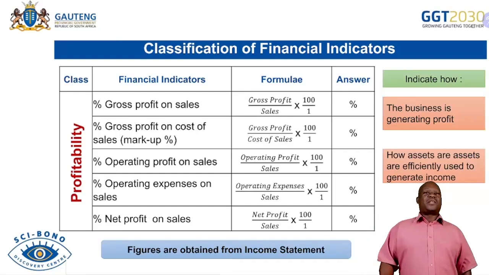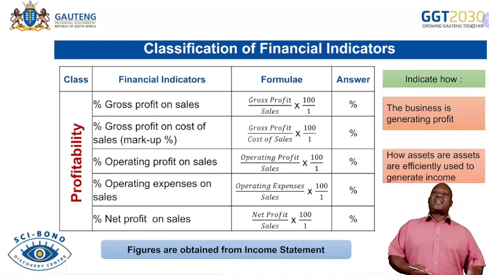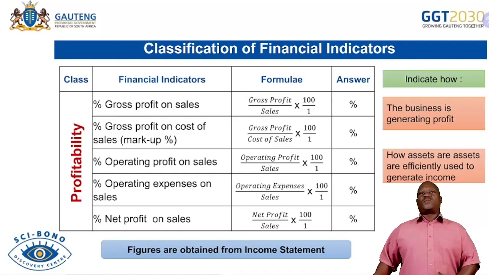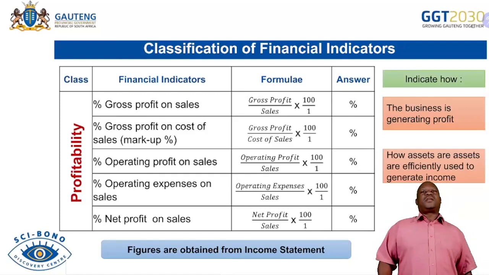That's profitability ratios. Please remember, the minute they give you a profitability ratio to say percentage net profit on sales, it's net profit over sales. Don't forget that formula because you really need it.